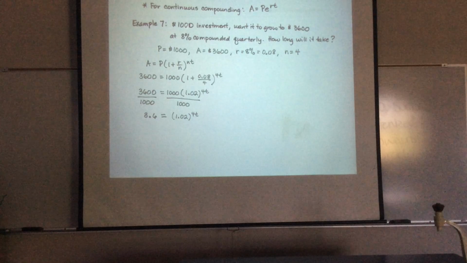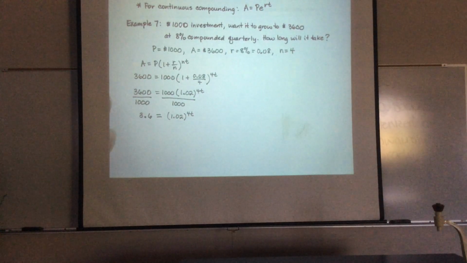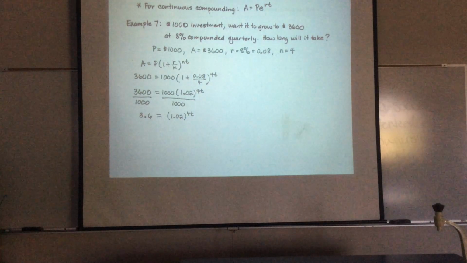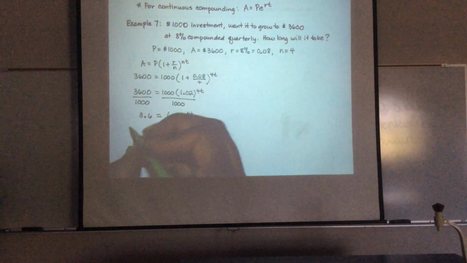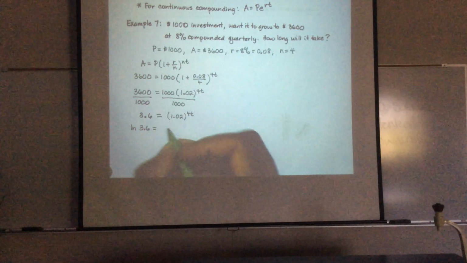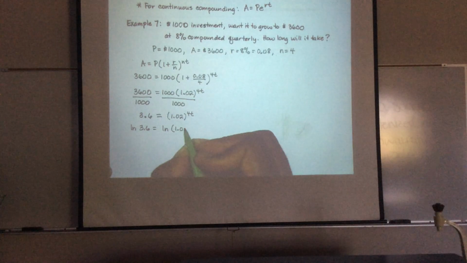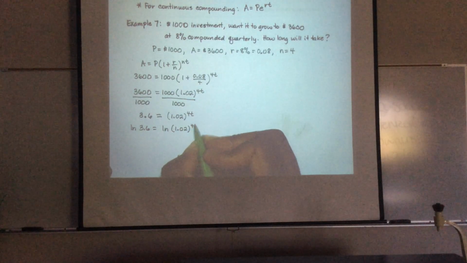And when we solve an exponential equation, if you recall from Tuesday's class, you have to take the natural logarithm on both sides. So here I need to take the ln on both sides. I have ln of 3.6 equal to ln of 1.02 raised to the 4 times t.